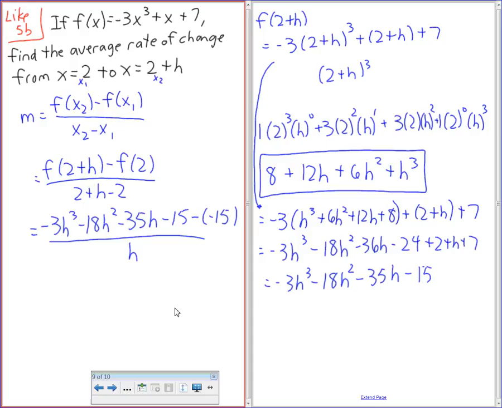I just did f of 2, that's all I did there. F of 2. Oh, okay. So this is f of 2 right now. So this should be then m equals negative 3h cubed minus 18h squared minus 35h over h.